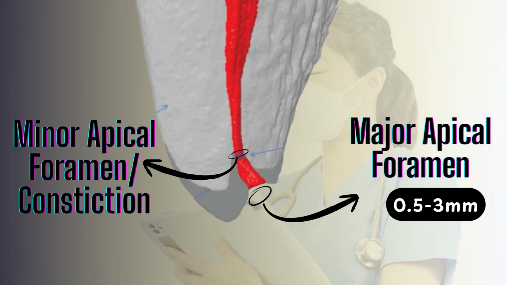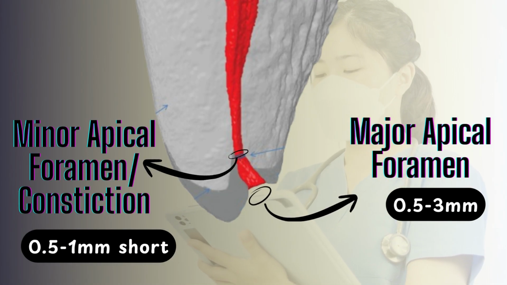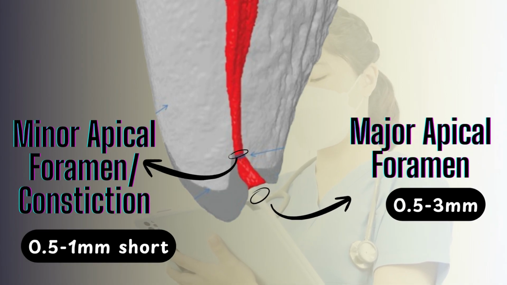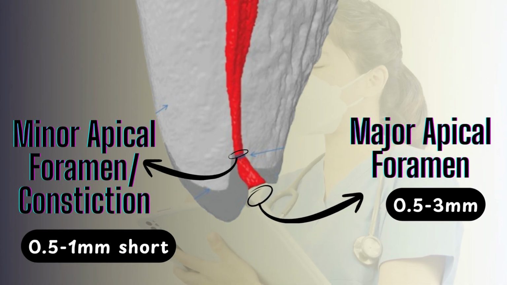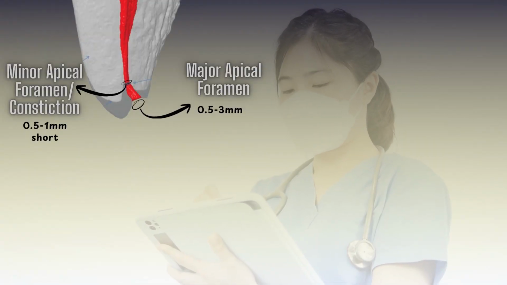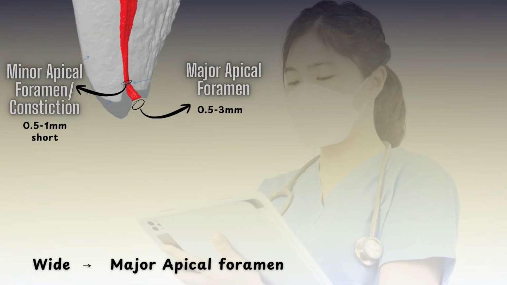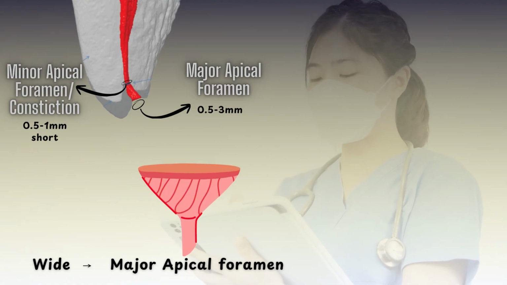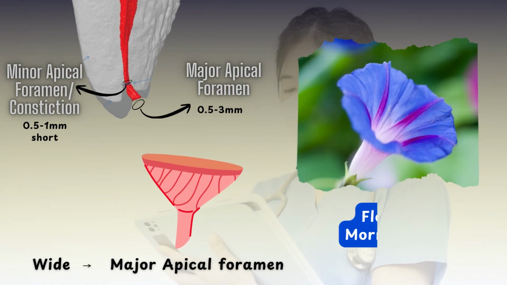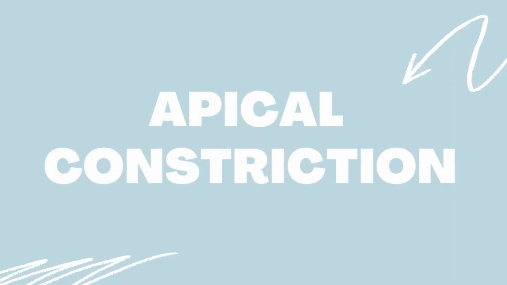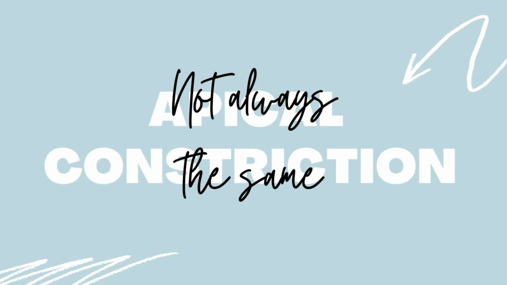The next one is the apical constriction, also called the minor diameter, which is the narrowest part of the root canal. This apical constriction widens as we move towards the major apical diameter, resembling the funnel shape or the flower of glory. It's wise to know that apical constrictions aren't all the same.